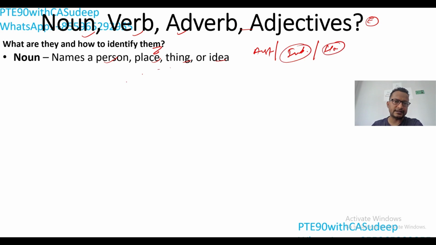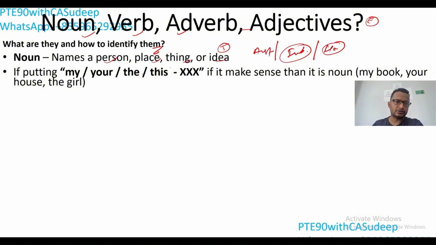So those are nouns. In PTE Academic, there are certain things that you can use to identify a noun correctly. If you put my, your, the, or this in front of that particular word, and if that makes sense, then that is a noun. For example, let's say this house. See, this house is making sense, right? So now house is a noun.